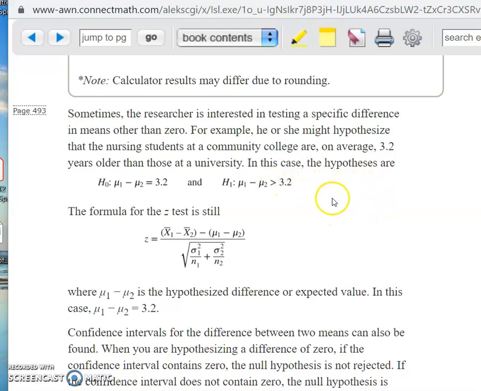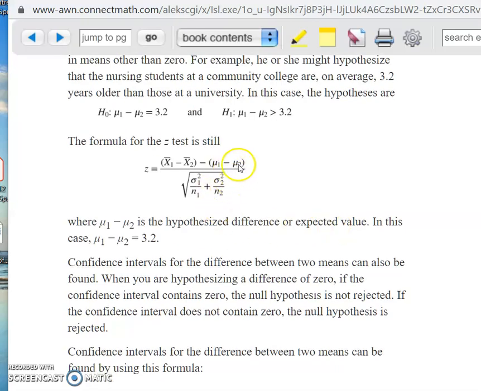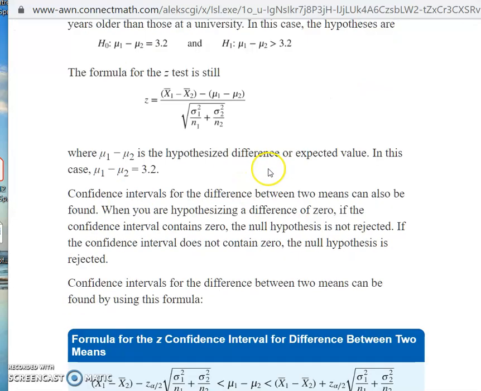Well, the researcher has the burden of proof. So the null hypothesis would be that mu1 take away mu2 is precisely equal to 3.2. The researcher thinks it's more than 3.2. The null hypothesis says that it is exactly 3.2. Okay, so the formula is still the same, but right here, instead of mu1 take away mu2 being 0, in this case, it's 3.2. So that's what gets plugged in there.